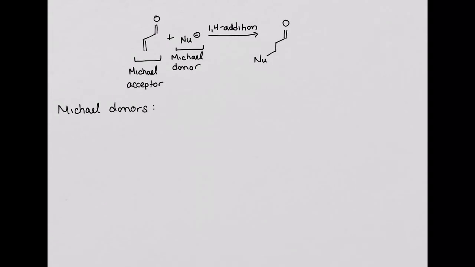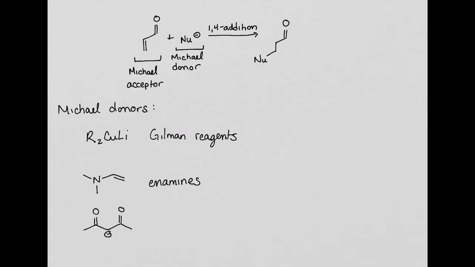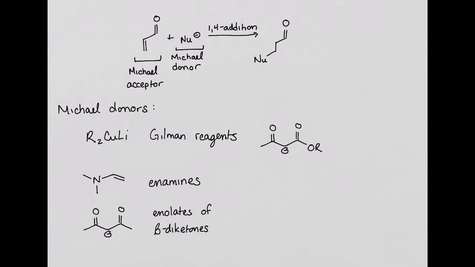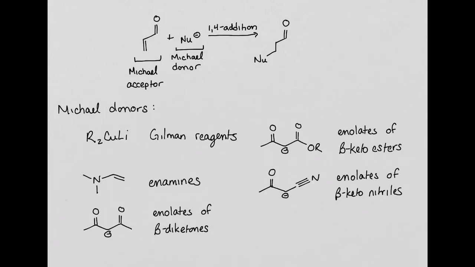Michael donors include many of the good carbon nucleophiles we have previously discussed, such as Gilman reagents, enamines, and enolates, such as those of a beta diketone, beta ketoesters, beta ketonitriles, or alpha nitroketones.